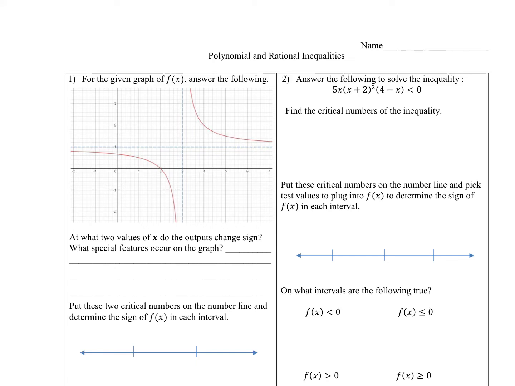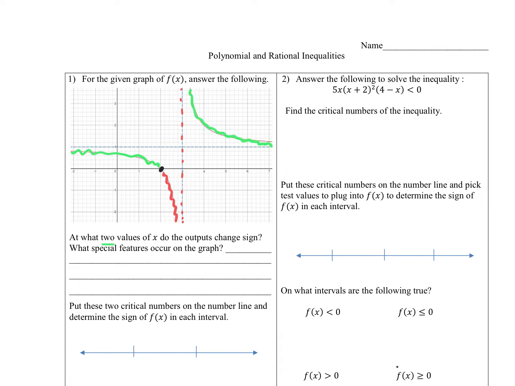All right, we're going to look at polynomial and rational inequalities. So for number 1, it wants to know, looking at that function, at what two values of x the outputs change sign. If you're looking at it, we are positive all in here up till that point. Then we go negative. Then we jump back up, once we cross, not really cross, but kind of jump over that vertical asymptote. And so then we're positive again.